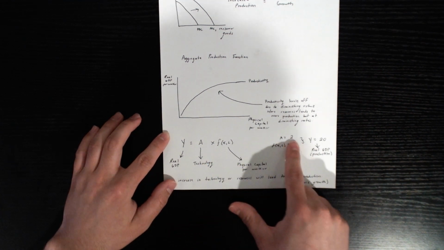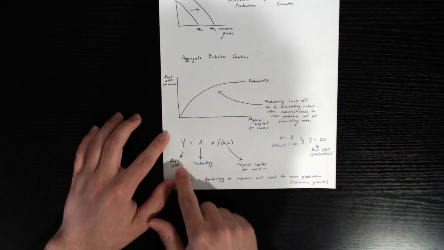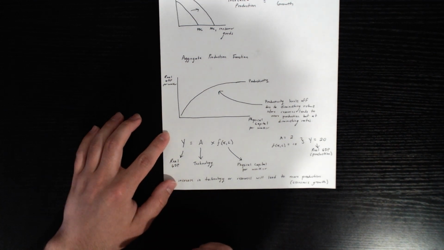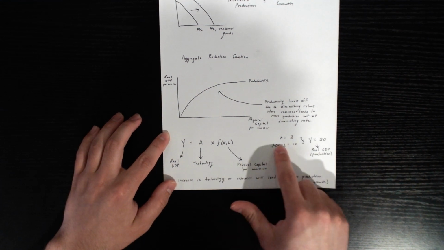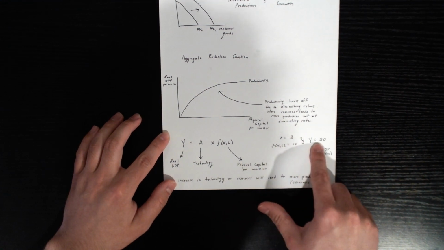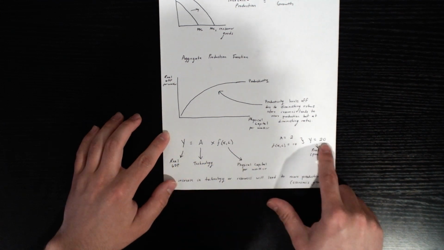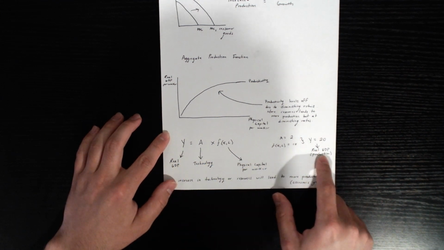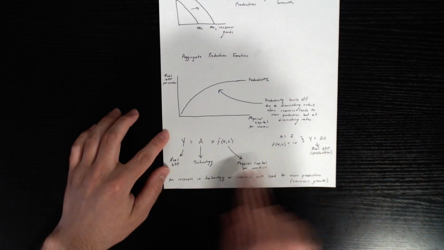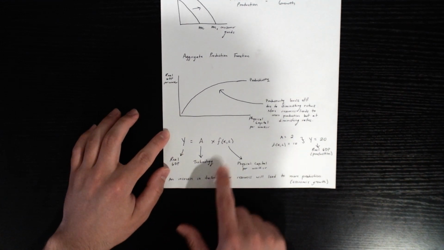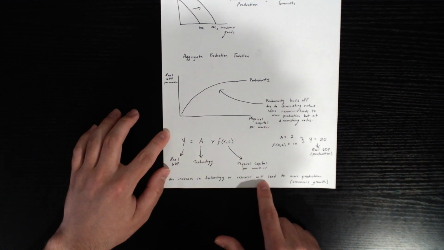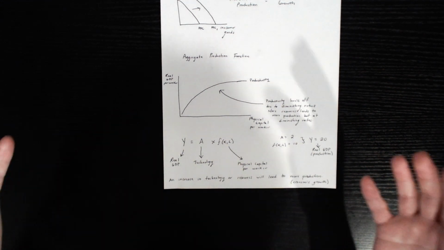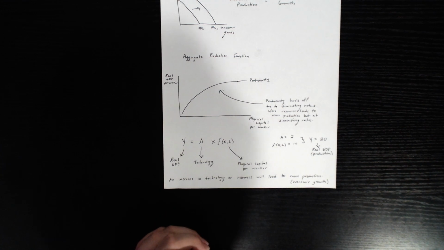So if we have some numbers, we can see how much production or real GDP is going to be. If technology is 2 and the function of physical capital per worker is 10, then we can see that Y, or real GDP, is 20. So that's how much we're able to produce. An increase in technology, which is A, or resources, which is this function right here, will lead to more production. And more production as a society leads to economic growth.